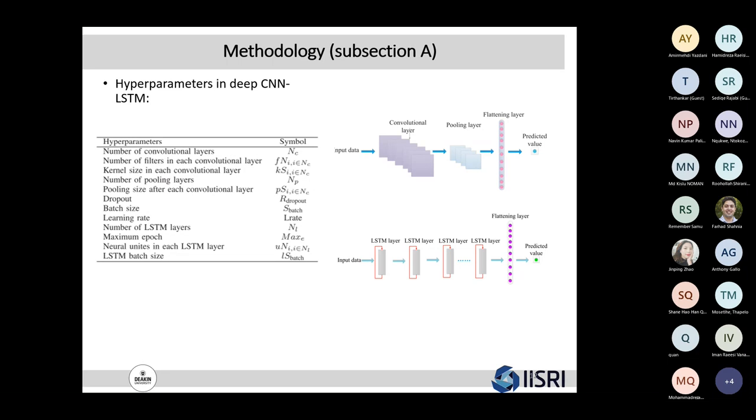There are generally five key hyperparameters for training a deep LSTM neural network, as we can see here, including the number of LSTM layers, maximum epoch, neural units in each layer, and batch size, having been applied in this work as well. You can see a general figure of LSTM here.